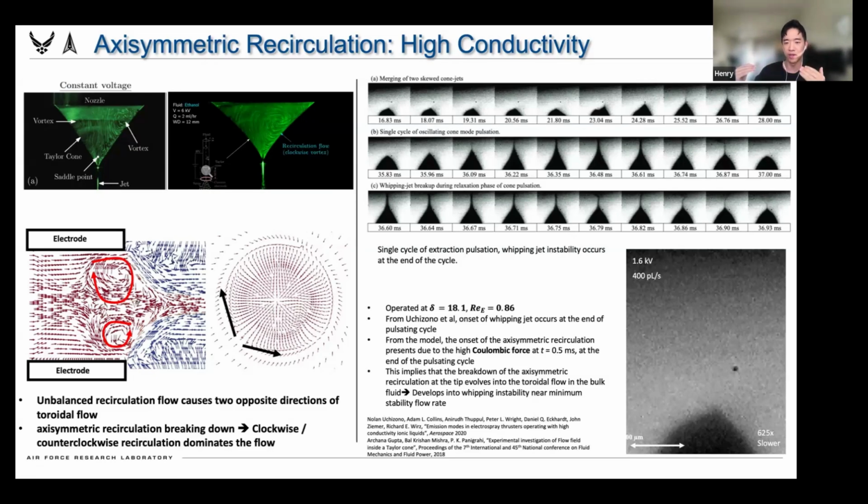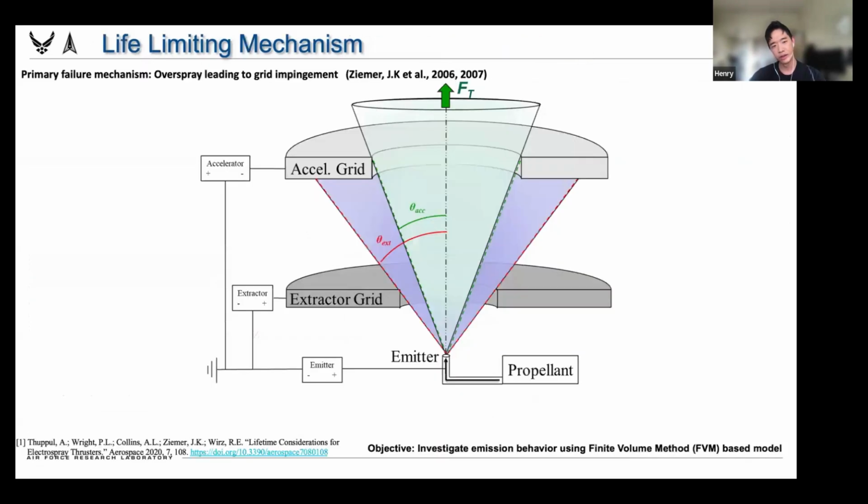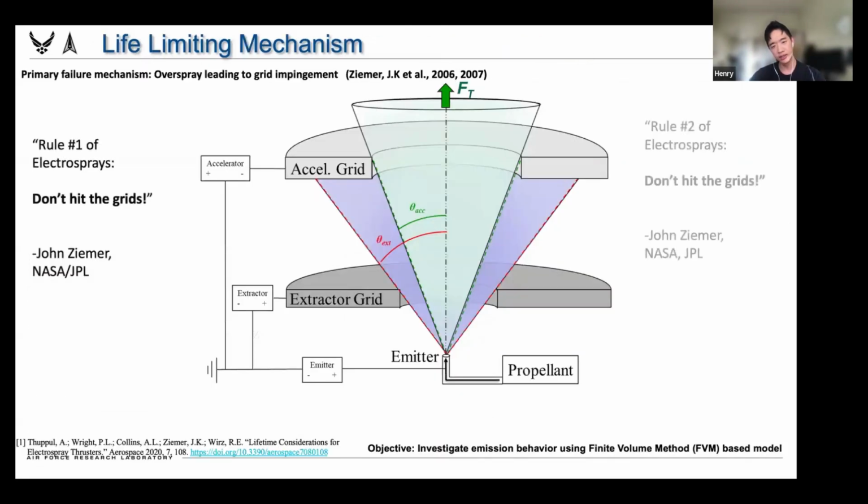And we knew that this kind of unidirectional toroidal motion is the reason why we have the whipping motion that hits the grid, which we have to keep from happening in our thruster mission. So in short, the recirculation unbalance leads to the toroidal motion, and we have to avoid that. So again, to not hit the grids, we have to avoid the unbalance of the recirculation cell.